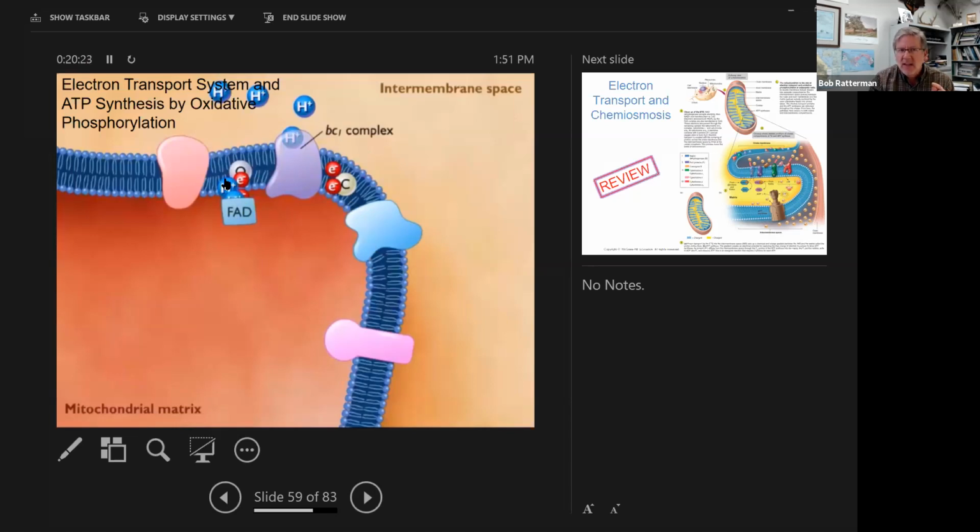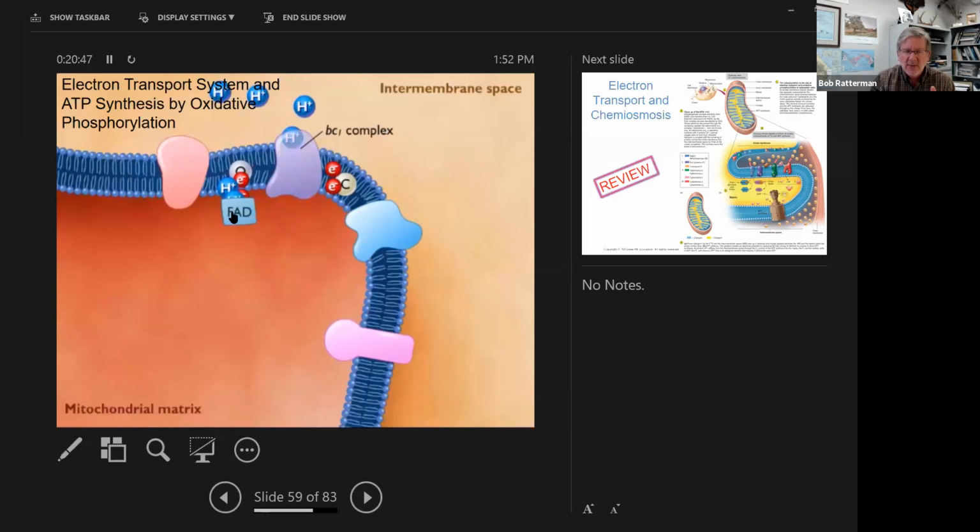As those electrons get passed from protein to protein to protein, what's happening across some of these other proteins? Well, you're seeing the hydrogen ions. They're passing out of the matrix into this intermembrane space. That's what these blue guys are. They're hydrogen ions. They're basically protons is what they are.